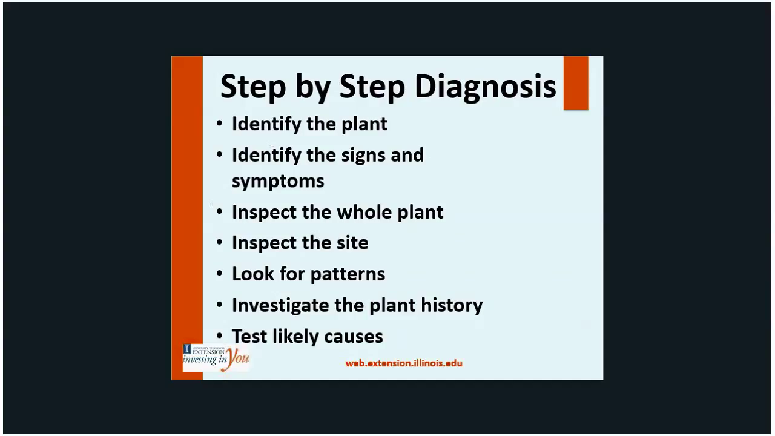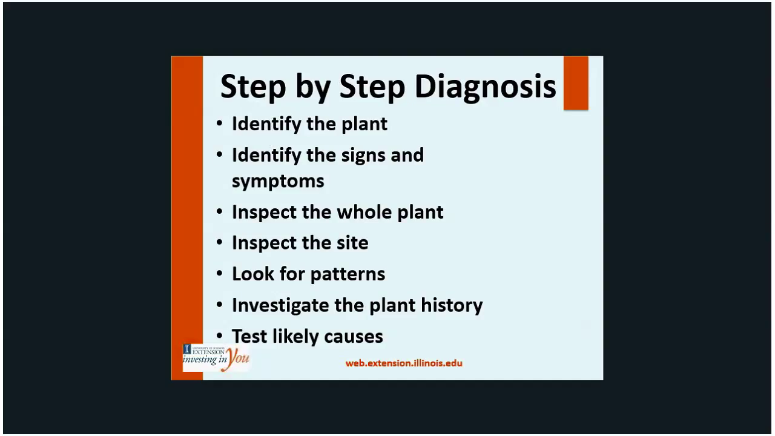But first, let's regress a little bit and talk about our step-by-step diagnosis. This is something we go over in Master Gardener training, but it never hurts to renew or review this. First of all, we need to identify the plant. We need to know whether we're working with an oak or a maple, for example. We need to identify the signs and symptoms. Again, the signs are the presence of the pathogen. It may be the insect itself.